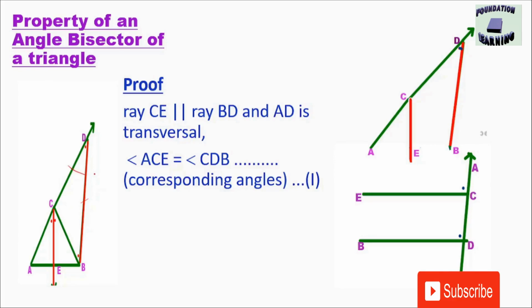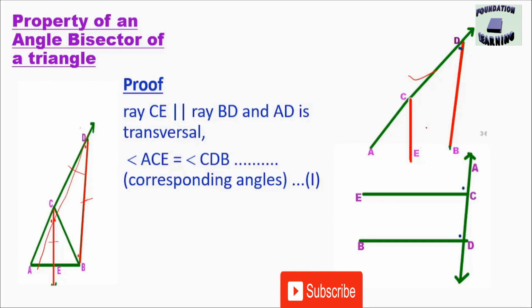Now if we take the first part, ray CE is parallel, this red line is parallel to this red line DB. And what is the transversal? AD is a transversal. Here I have taken a part of that triangle figure as it is and turned it around, since you tend to get confused when reading the corresponding angles, so that we know exactly where they are.